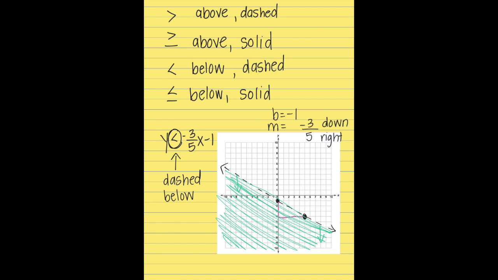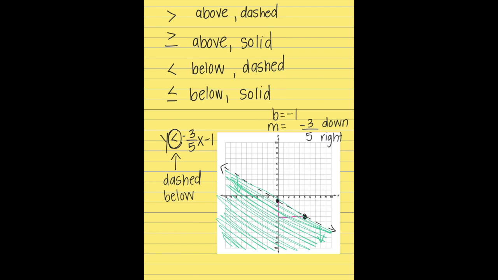Now, can anybody tell me what this means? Why did we just shade that? What does the shading mean? Any point in the shading can fit into the problem. So the shading means that I don't have just one solution. I have multiple solutions. Any point in the shaded region will be true for that statement.